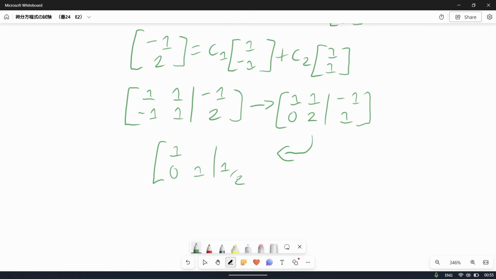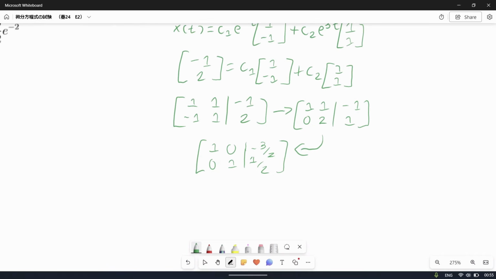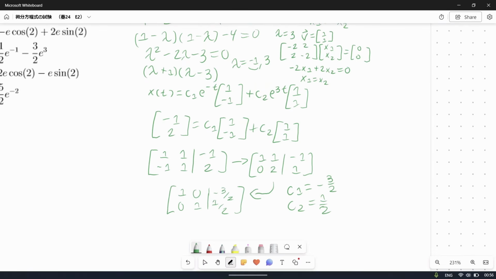Then when we move these back up, you end up with 0, and this becomes 3 halves? Wait, no, actually, this becomes negative 3 halves. My bad. And that's not a z, that's a 2. These are both 2's, not z's. So after doing the row reduction, we found what C1 and C2 are. So we can say that C1 is equal to negative 3 halves, and C2 is equal to 1 half. And so we've solved the initial value problem.